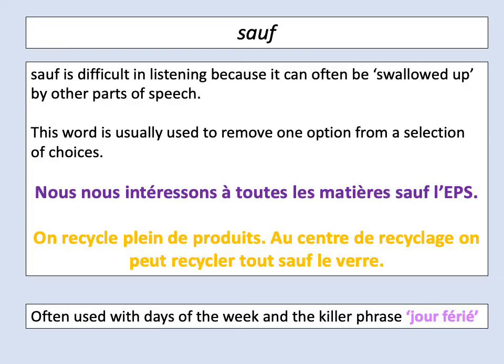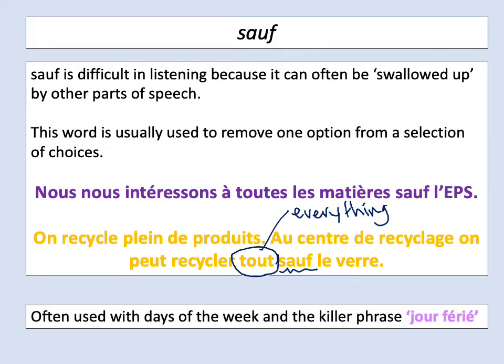So we've got on recycle plein de produits. We recycle many products. Au centre de recyclage, on peut recycler tout sauf le verre. Now, this in itself is another important word, tout. This means everything in this context. So at the recycling centre, you can recycle everything sauf le verre, except glass. I mean, what a rubbish recycling centre, but who knows.